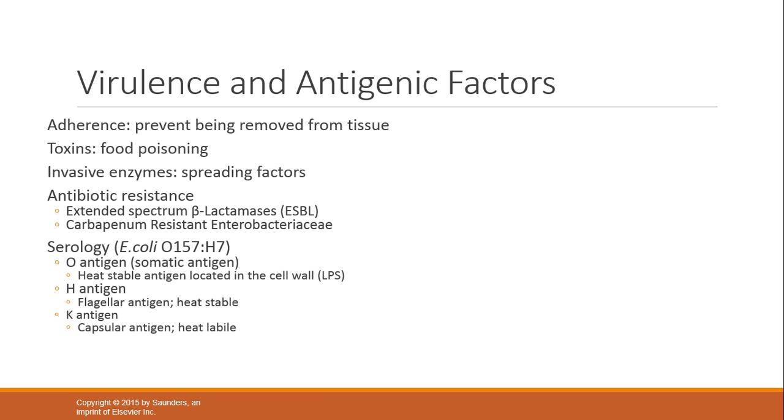Serology: there are different types of antigens that can be located on the cells, and I'm not going to go into depth about each one, but I wanted to just point out to you the O antigen and the H antigen, because we'll talk about E. coli O157:H7. Basically, that's characterizing a certain strain of E. coli based on the antigen that's present on the surface of that cell. So this one in particular has the antigen O157 and the antigen H7, and that's a pathogen.